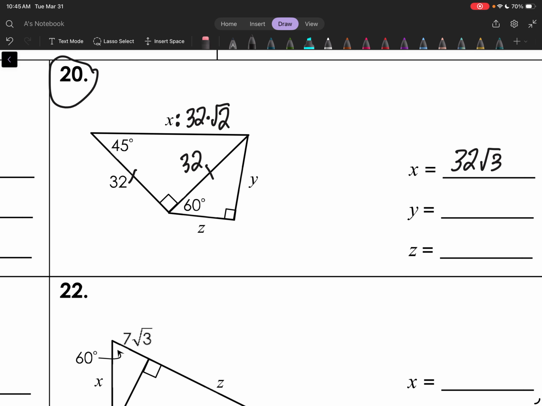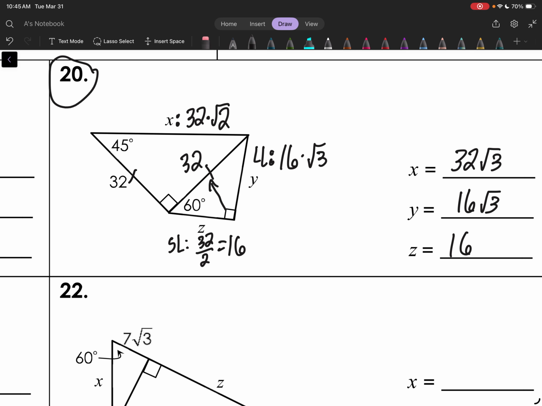If I look at the other triangle, which is a 30, 60, 90 now, the 32 is across from my right angle, so it's the hypotenuse. Z is my short leg, which is going to be 32 over 2, 16. Y is my long leg, which is going to be short leg, 16, times square root of 3. And that problem is finished.